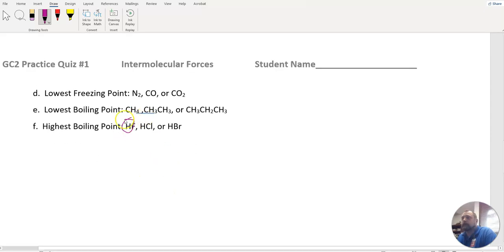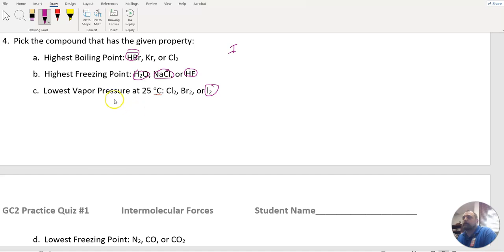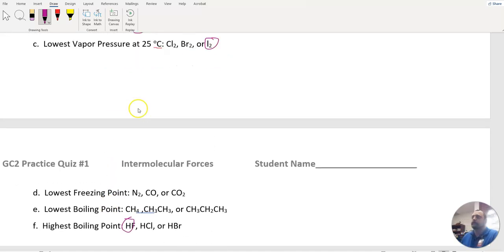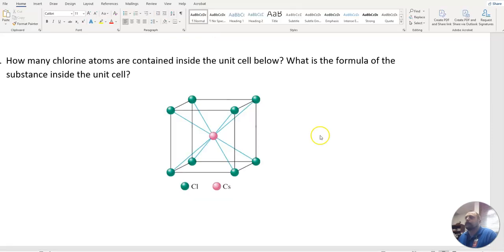So HF has hydrogen bonding. This one, 1 carbon, 2 carbons, or 3 carbons. 3 carbons should be the highest melting point, and so the lowest will be CH4. Let's be careful about whether it's lowest or highest. Excellent. Thank you. Okay, we're ready to move on to practice quiz 2.